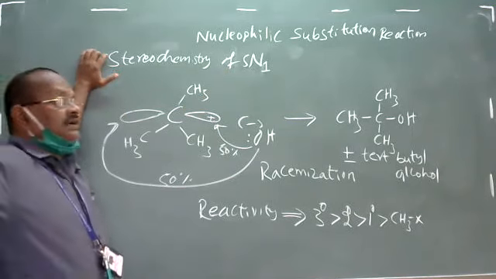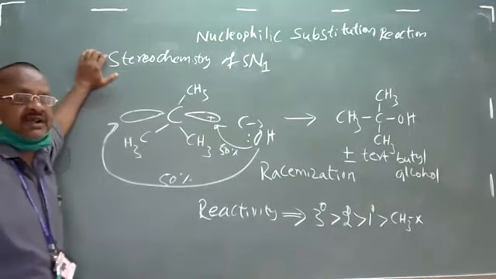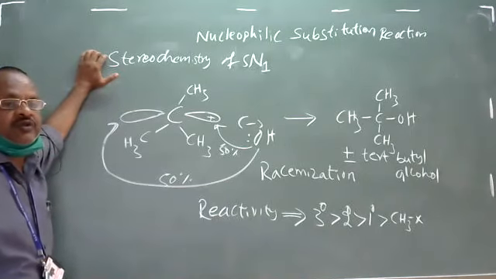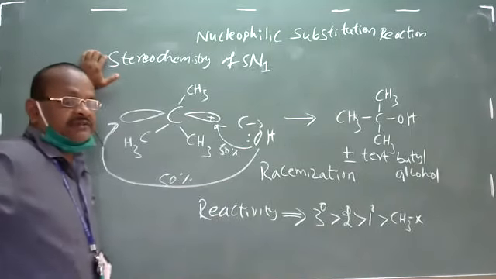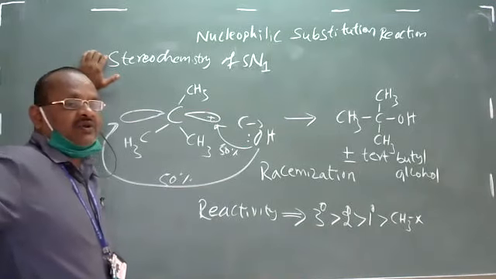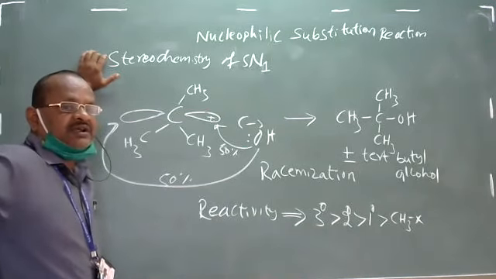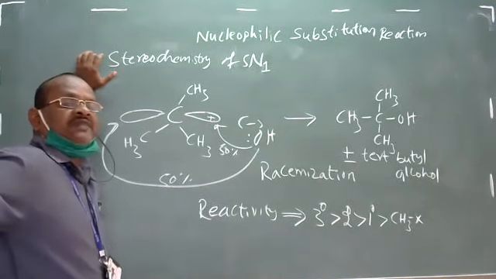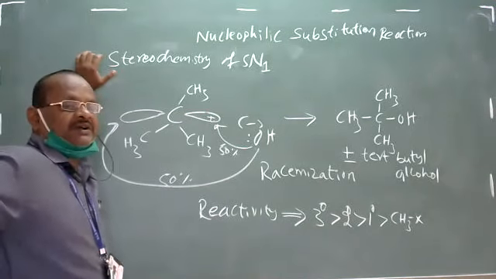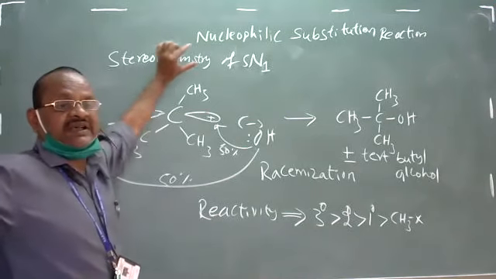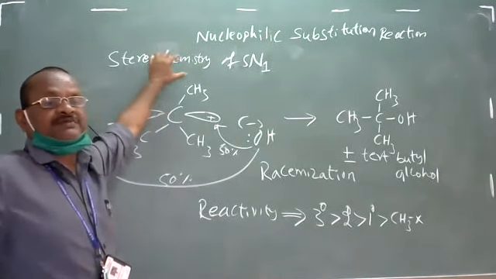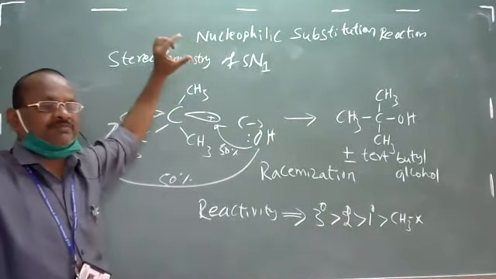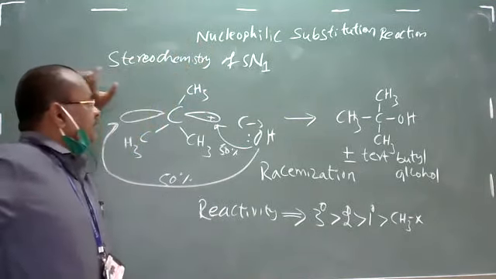Coming to the kinetics, it follows first order kinetics. That means the rate of reaction depends upon the concentration of only one reactant, that is alkyl halide. So the concentration of only one reactant, alkyl halide, is important in this reaction. That's why this reaction is called first order kinetics. And because of all these parameters, it is called SN1, nucleophilic substitution unimolecular reaction. Only one reactant is important, that is alkyl halide.